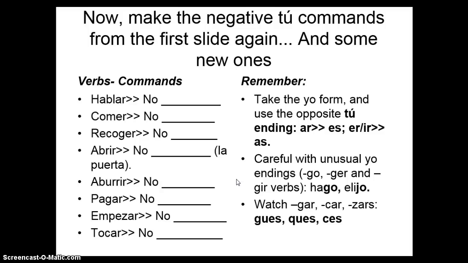Remember, take the yo form and use the opposite tú ending. So if it's an AR verb, you take off the O on the end of the yo form and add es. If it's an ER or IR verb, you're going to take that yo form, drop off the O, and add as. Careful with unusual yo endings like go verbs or elijo, for example, that we talked about. And watch your spelling changes. Go ahead and pause this and give it a try. This is the second exercise that you'll need to bring to class.